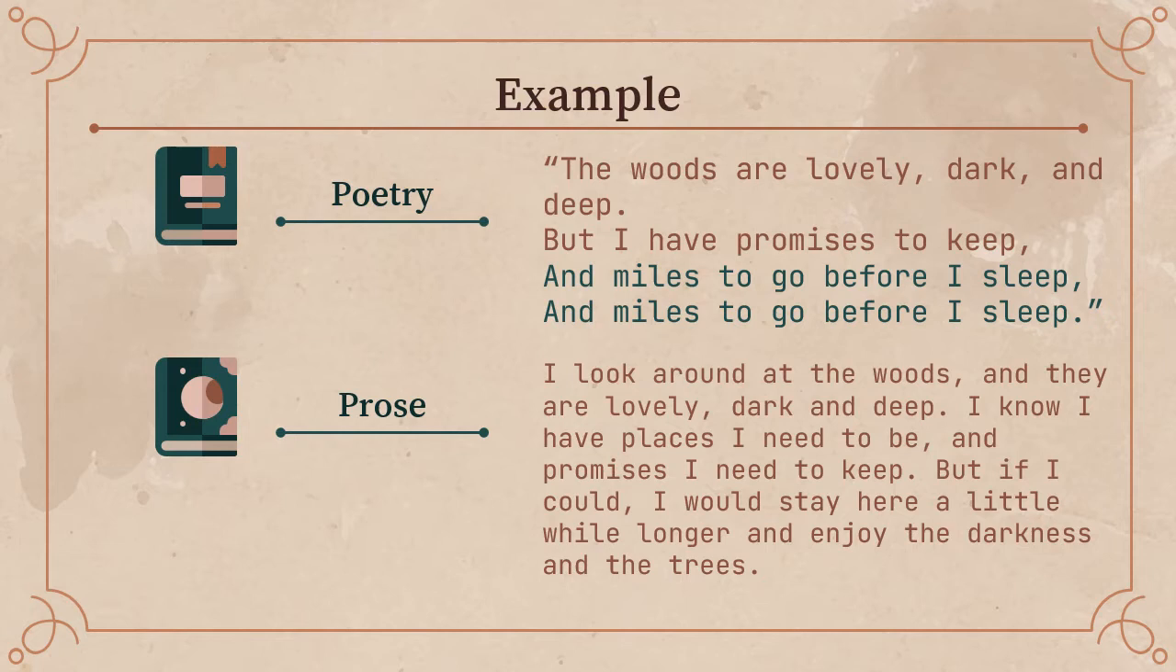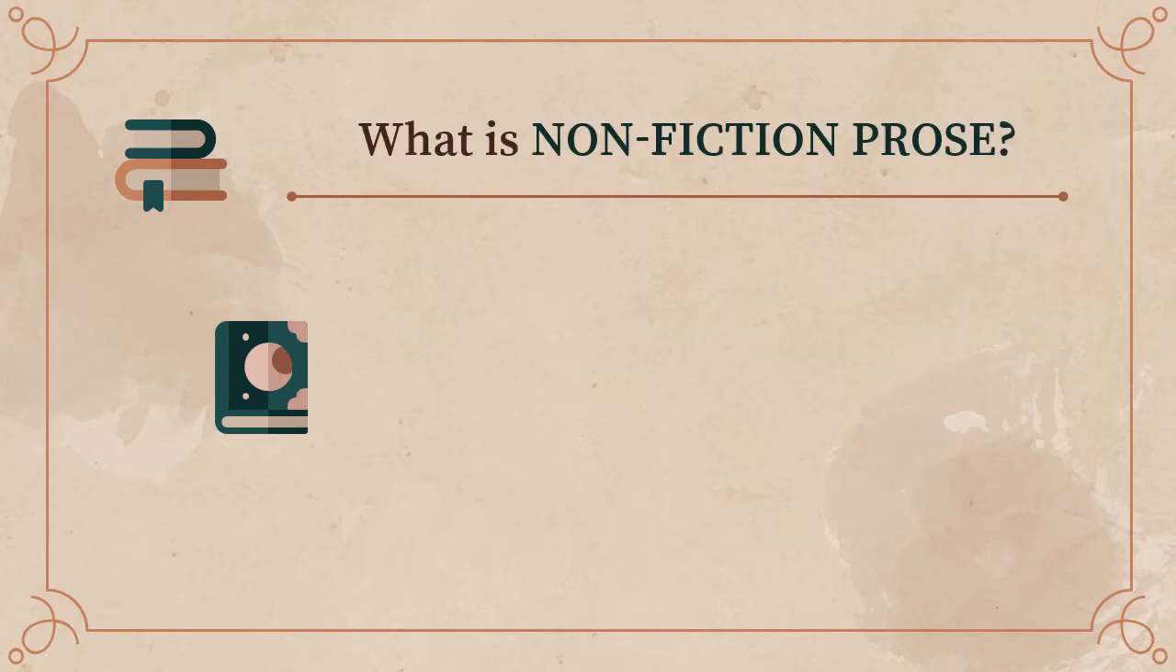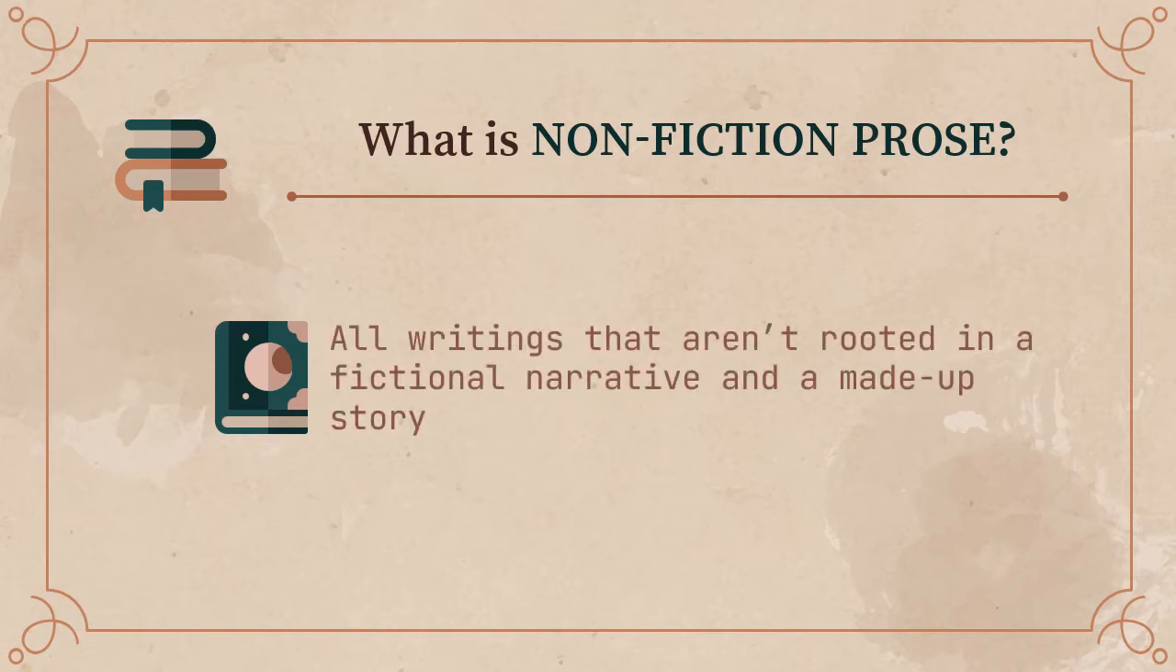Now that you have a firm grasp on what prose is, let's take a closer look at the four main types of literary prose. Nonfiction is the first kind of literary prose. Nonfiction is a broad genre of writing that encompasses all books that are not rooted in a fictional narrative. Nonfiction writing can be based on history or biography. It can be instructional, it can offer commentary and humor, it can ponder philosophical questions as well. So if a book is not rooted in a made-up story, then it is nonfiction.